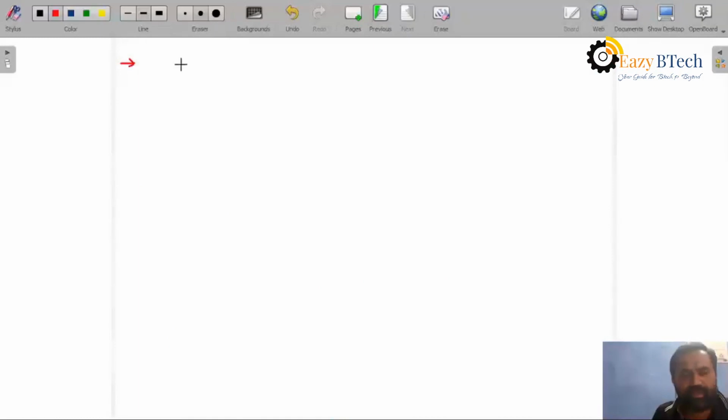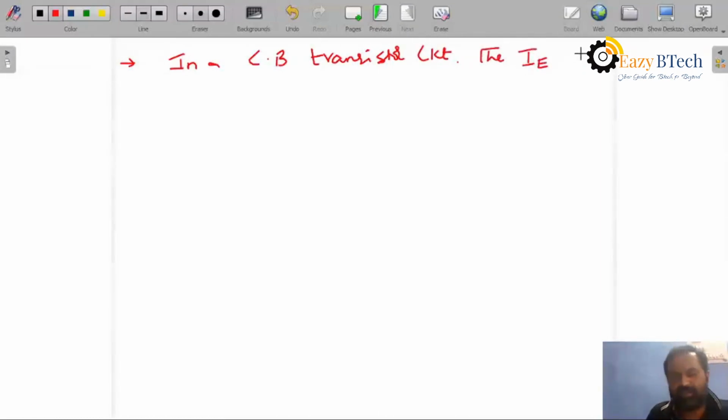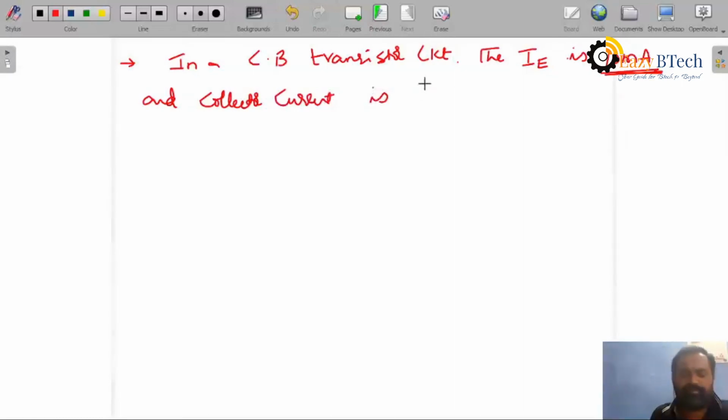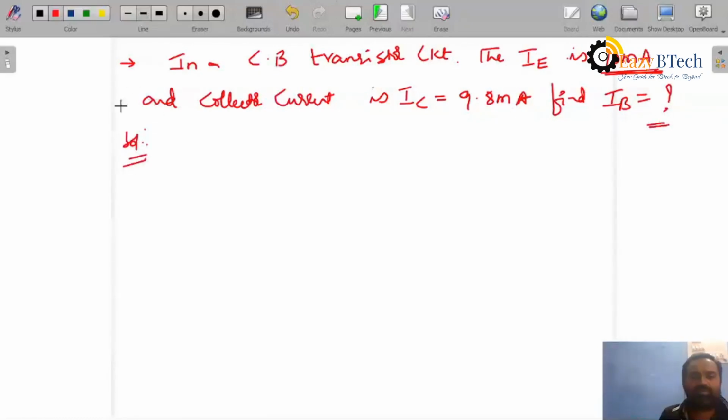Next, you can see: in a common base transistor circuit, the emitter current is 10 milliamperes and the collector current, that is IC, is equal to 9.8 milliamperes. Find the IB value. Solution.